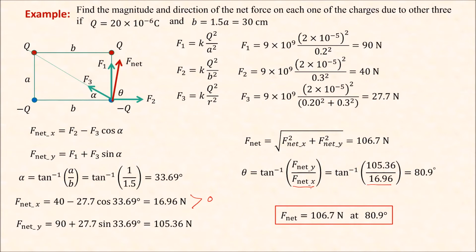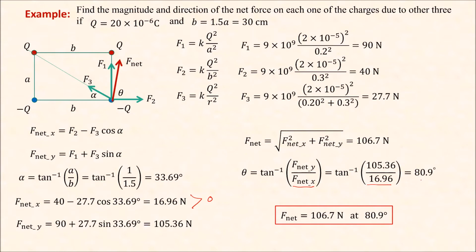Oh, okay. I understand now. In that case, you add 180 degrees to what you find here. Okay. Thank you, Professor. It is a very good question. For example, if both x component and y component were negative, say x component was negative 16.96 and y component was negative 105.36, the tan inverse, negative over negative becomes positive, would be exactly that. Do you get that? If both of them were negative, the negatives would cancel. You would get exactly 80.9.